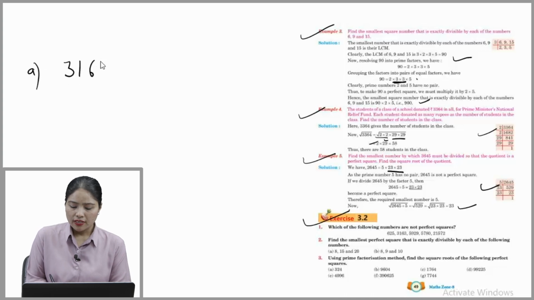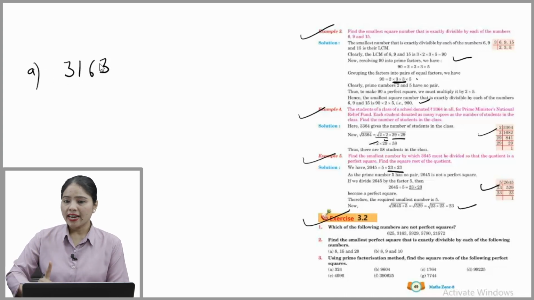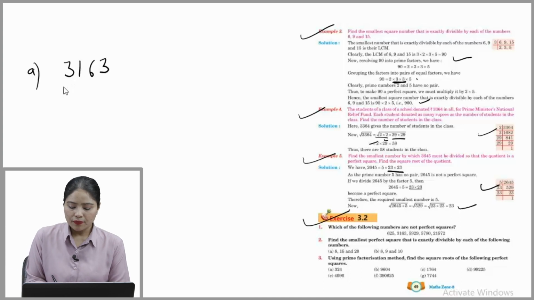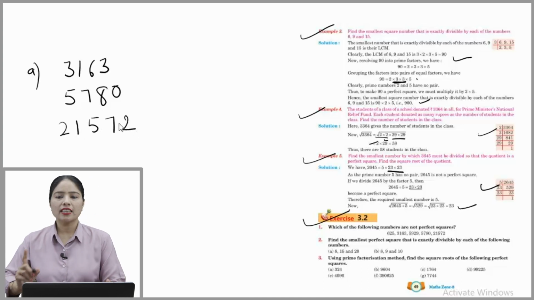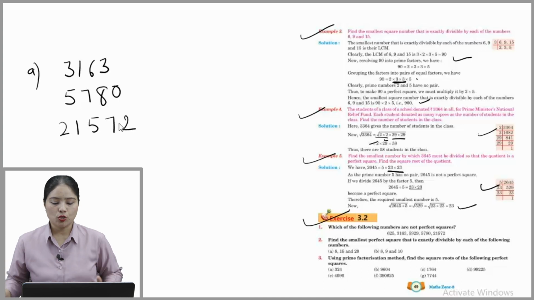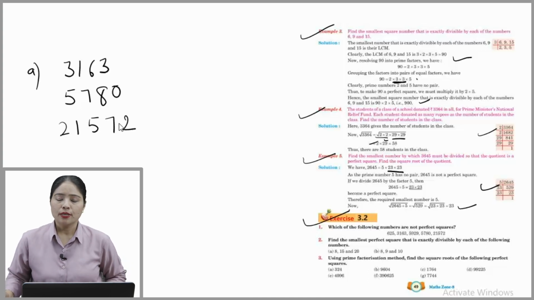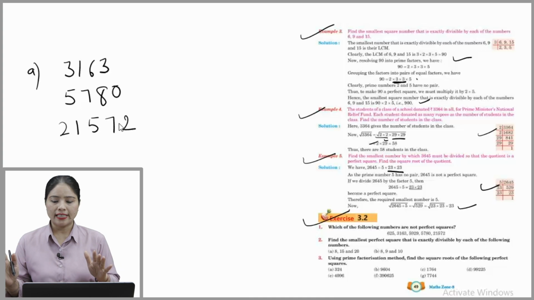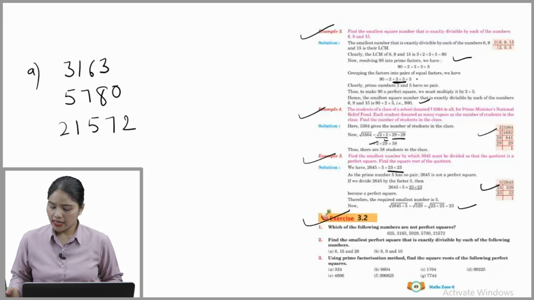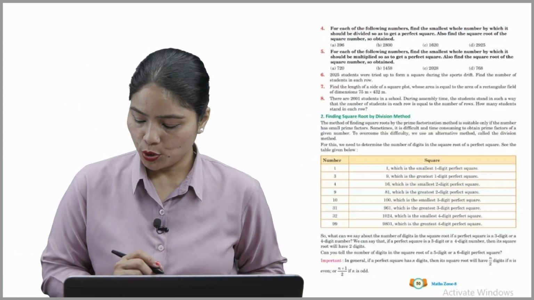3163, because it has 3 at the units place, and 5780 and 21572. So these are the numbers that are not a perfect square. I hope you understood well, because we know all the rules very nicely. So these are the other questions. You have to complete them on your own, beta.